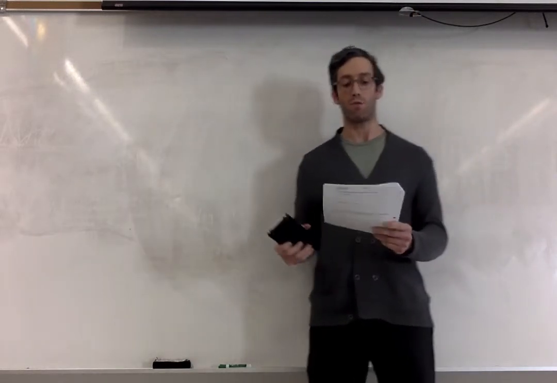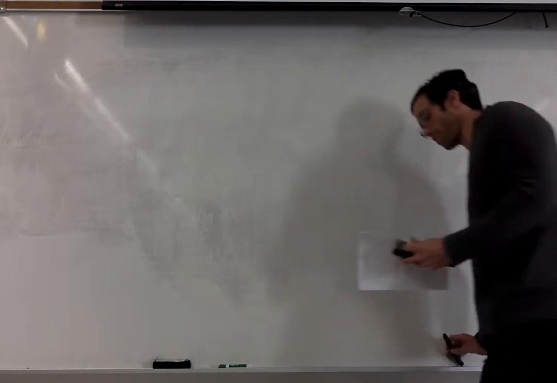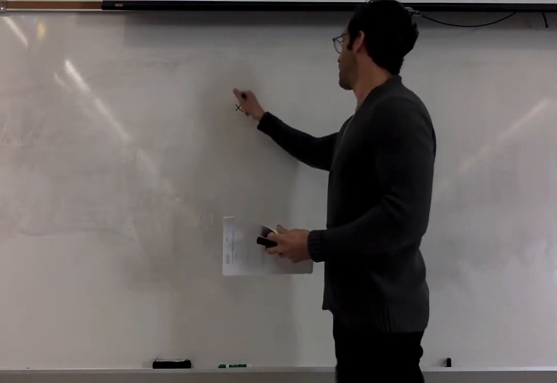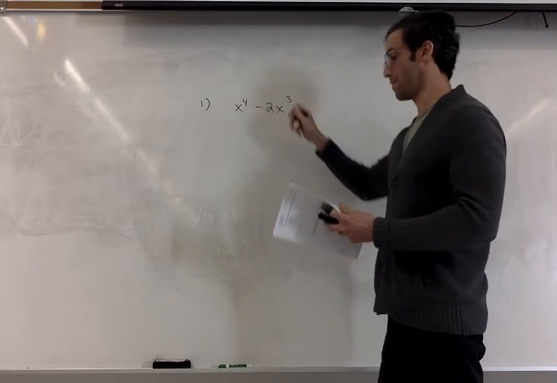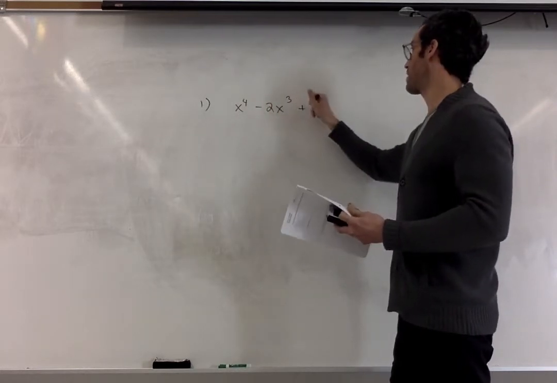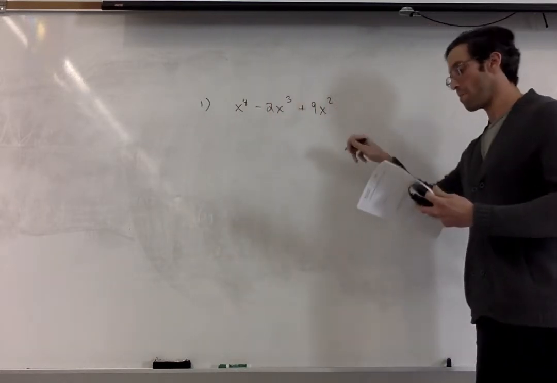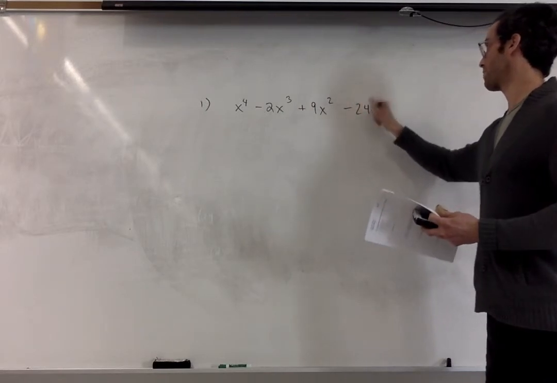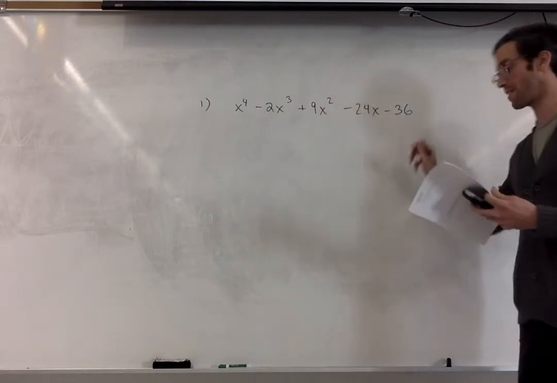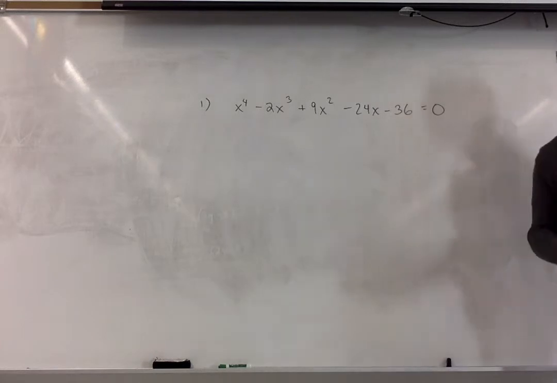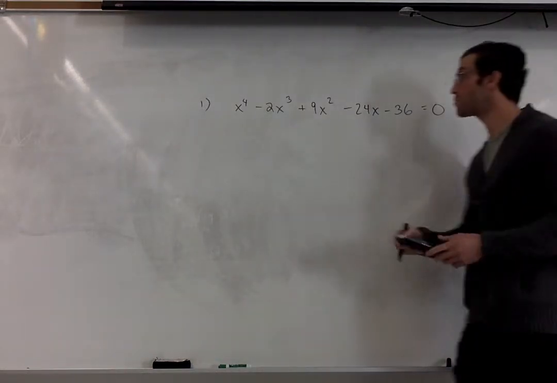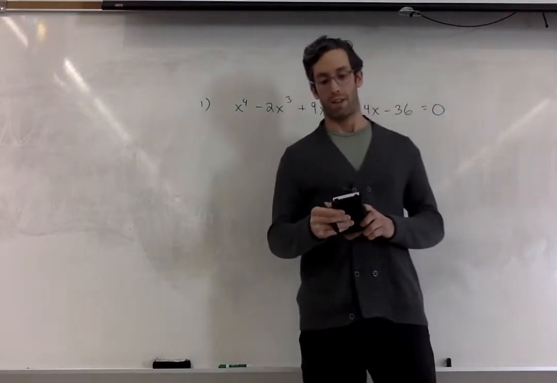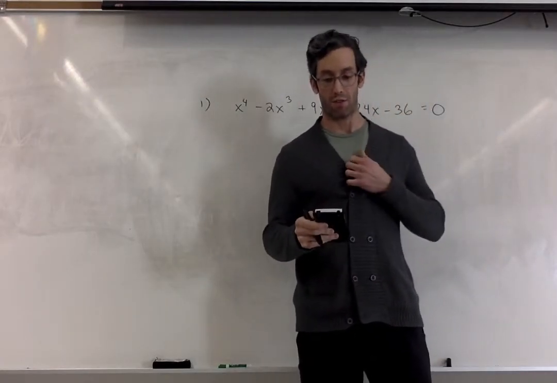It says find the roots of this polynomial: x to the fourth minus 2x cubed plus 9x squared minus 24x minus 36 equals 0. Just to remind you, that's a fourth degree polynomial, so it should have 4 roots. So you've got to cross-check that with your answers.